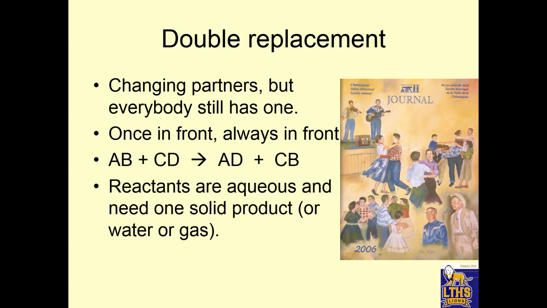Double replacement is at least a little more fair, right? You change partners, but everybody still has a partner. The element that's in the front of the compound will be in the front of the compound all the time. Okay, so AB is the compound. A is in front, B is in back, C, D. Right? We notice A is still in front, but now it's with D. C is still in front, now it's with B.